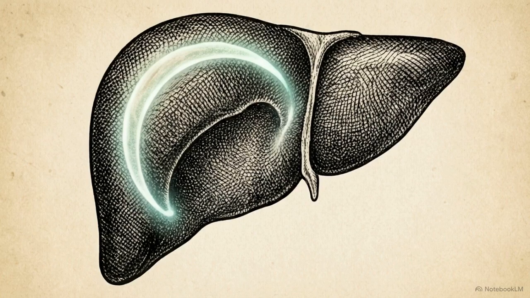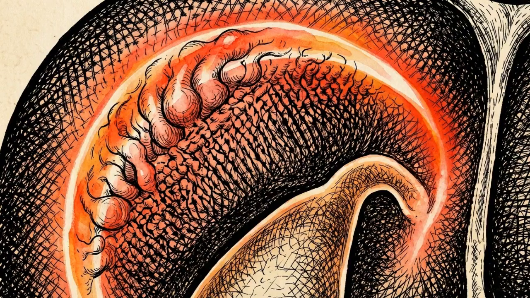We also look for secondary warning signs. A bright band of radioactive uptake outlining the gallbladder fossa is called the rim sign. It indicates regional hyperemia, increased blood flow, and points to a high risk of gangrenous cholecystitis.